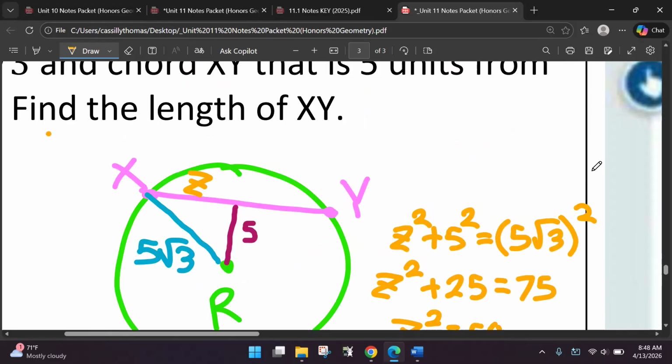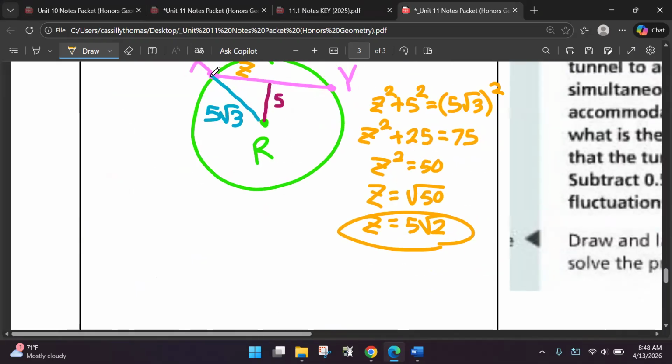All right. That is just this length, though. We need to find all of xy. So I shouldn't have circled z because that is not our final answer. We just need to double it.